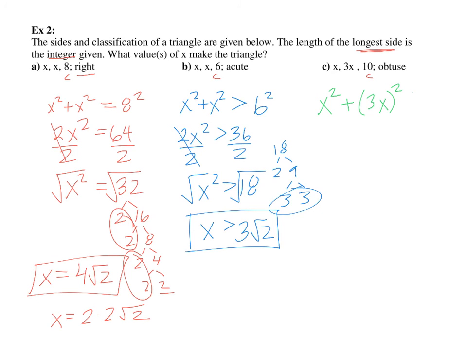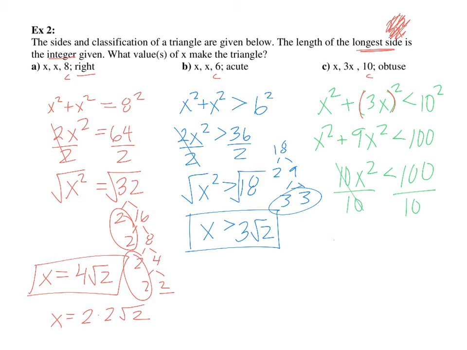And for the last one, I have x squared plus 3x squared. And they say it's obtuse, so I have less than 10 squared. All right, a little side note here. I see a lot of students write this out, and what they forget to do is to square both parts. So make sure you put the whole thing in parentheses. Don't forget to square both parts. So I have x squared. I have to square the second part first, so I end up with plus 9x squared is less than 100. And I end up with 10x squared is less than 100. I divide by 10. I get x squared is less than 10. Square root both sides, and I get x is less than the square root of 10.